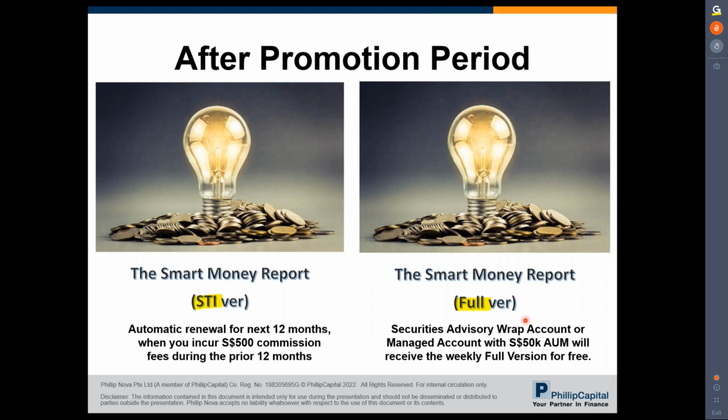So the full version is only available for clients who open a securities advisory rep account or a managed account with me, with at least 50,000 AUM in these accounts. Then they will automatically receive this weekly full version free of charge. If you are keen to find out more about what this rep account and this managed account are all about, you can just contact me by sending me a message or writing an email. I will show my contacts at a later part.